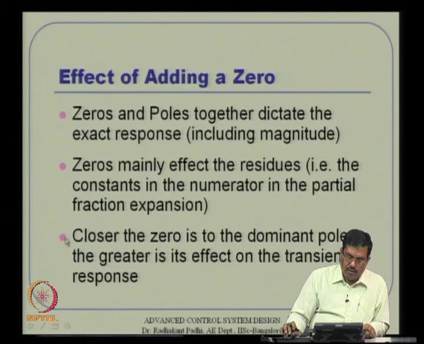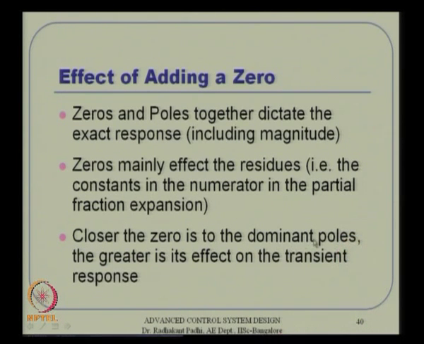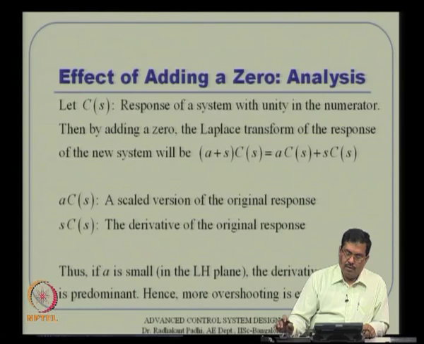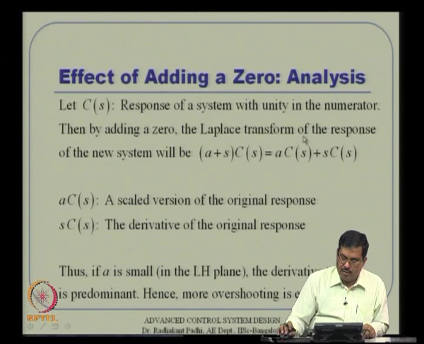Another observation is, the closer the 0 is to the dominant poles, the greater is its effect on the transient response. That means if the 0 is close to the dominant pole, it will have more effect on the transient response. If it is far away, you can think as if it is not there, but if it is close to the dominant pole, it will have an effect for sure. Now, let us see that in a little analysis sense.